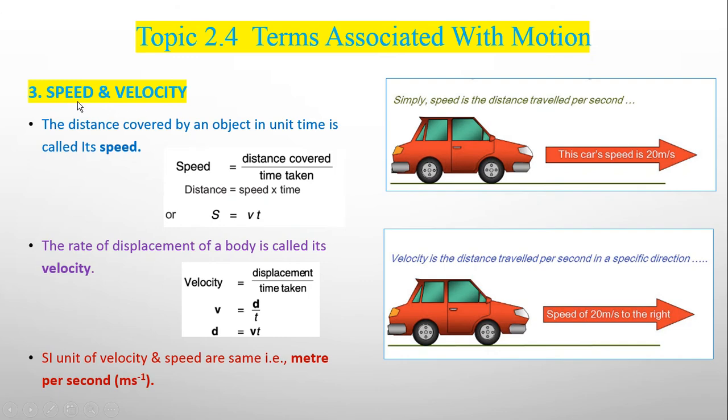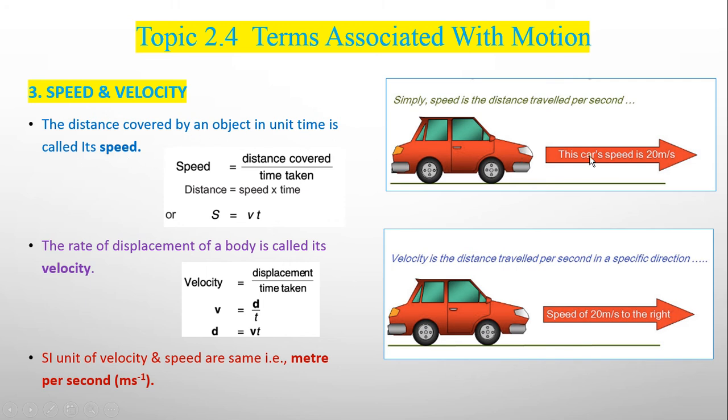Moving on to discuss the third term associated with motion, called speed and velocity, which is very important to know. Before going towards their technical definitions, you have to know that simply speed tells us how fast your object is moving. So we can define the speed here. The distance covered by an object in unit time is called its speed.